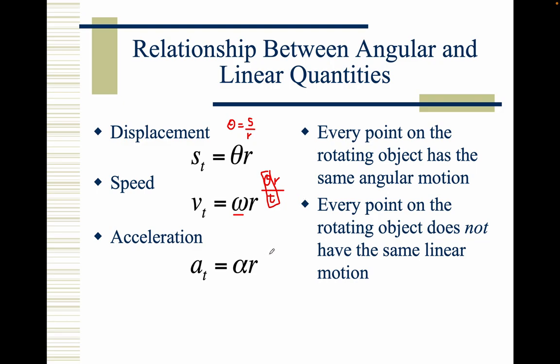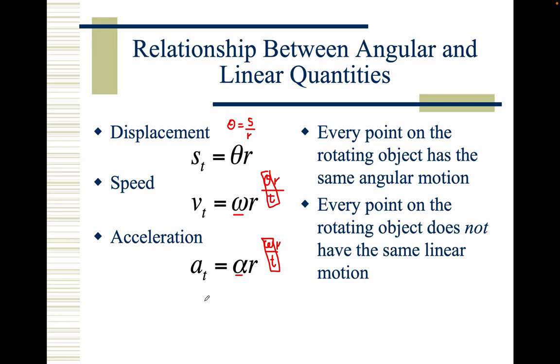Likewise, you can do the same thing here. Acceleration is normally velocity over time. If you use omega r over time, you know that omega over time, the change in omega over the change in time, is alpha, the angular acceleration. You might ask, why are these little t's on here? These t's stand for tangential.